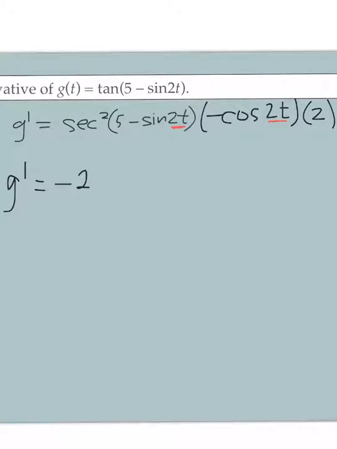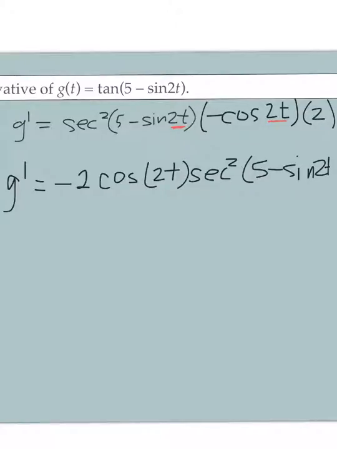And then it's up to you what you want to put first, the cosine or the secant. I'd probably put the cosine first. Cosine 2t secant squared of 5 minus sine 2t. Okay, like that. So that's why it's called chain rule. Let's just do another one more like that one, because that's a little bit more complicated.